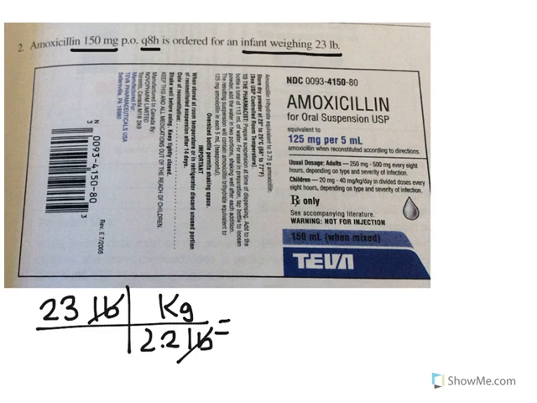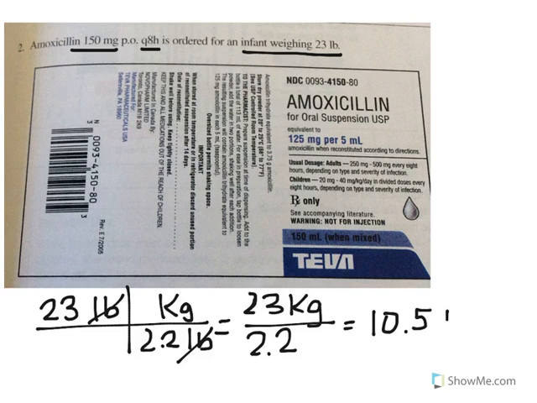Pounds cancels with pounds. I multiply across the top, 23 kilograms. I multiply across the bottom, 2.2, and I divide the top by the bottom. After rounding, I get 10.5 kilograms. That's the weight we're going to use for this child.